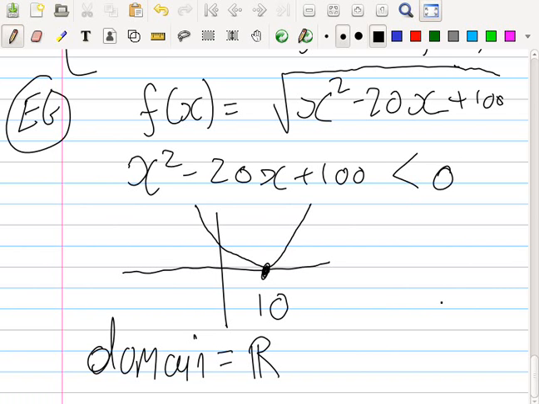Now, that doesn't always happen. It just happened in this one. If you were to look at U, for example, the quadratic does dip below the x-axis. So in U, you can see you can use minus infinity to 10, but you can't use 10 to 16, and then you can use 16 to infinity.